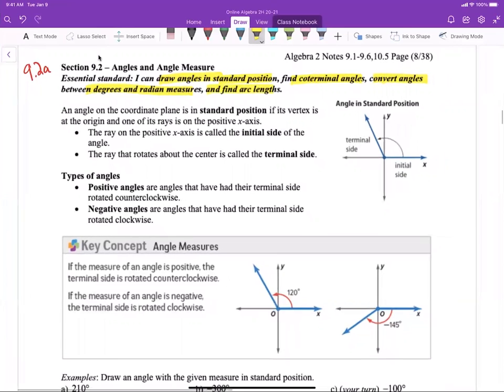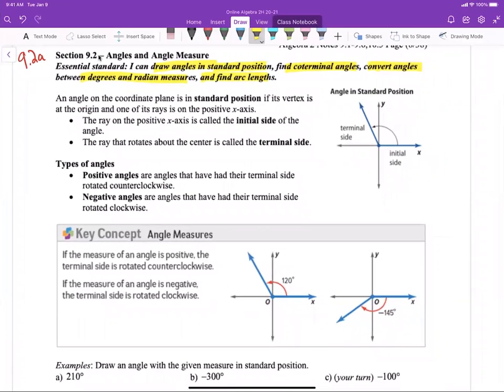An angle on the coordinate plane is in standard position if its vertex is at the origin and one of its rays is on the positive x-axis. Well, let's take a look at this. The ray on the positive x-axis is called the initial side of the angle. So here is the initial side. So this is the ray that's on the positive x-axis.